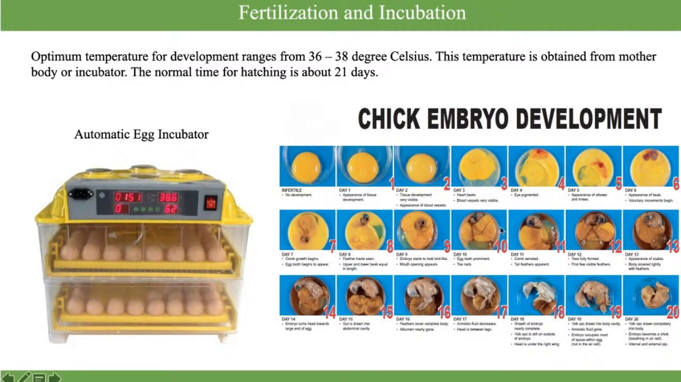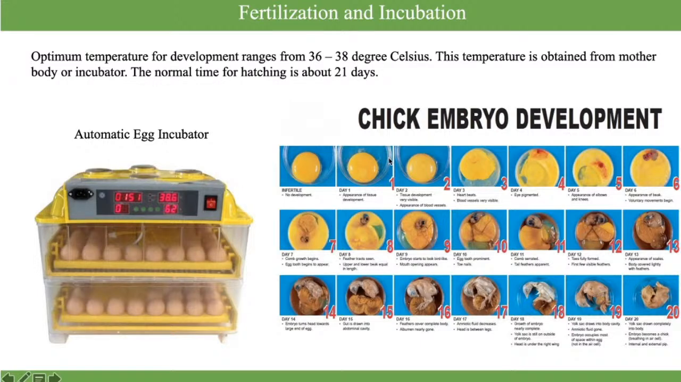Okay, so the fertilization and incubation. The purpose of this slide is to show how an incubator can also be used to show the different development stages of the embryo. In an incubator, the regulated temperature is usually between 36 to 38. At this temperature, the chick completes development and hatches on the 21st day. The incubator you can see over here on your left is an automatic egg incubator. The eggs are kept inside and the temperature range is set, which is 36 to 38 degrees Celsius.